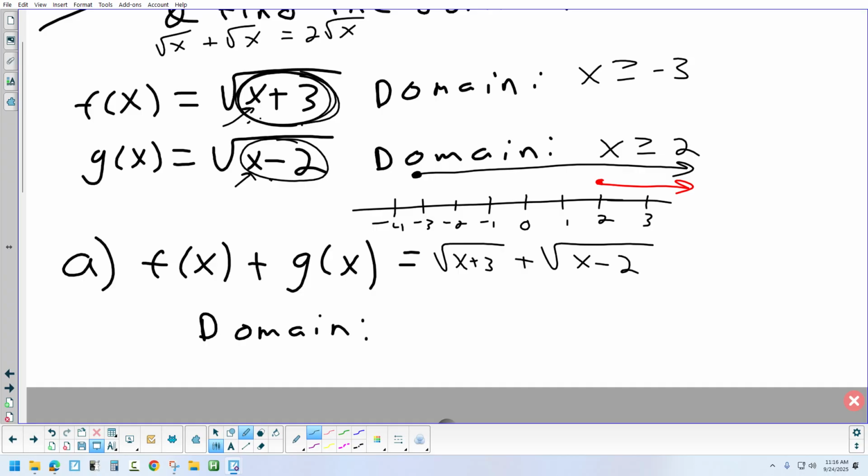Jack? 2 and higher. Yeah, everything 2 and higher. If you pick any number 2 or higher, it'll be on the red arrow and the black arrow. So that's the domain of the final function. The numbers 2 and higher are in the middle of the Venn diagram. They belong to both.